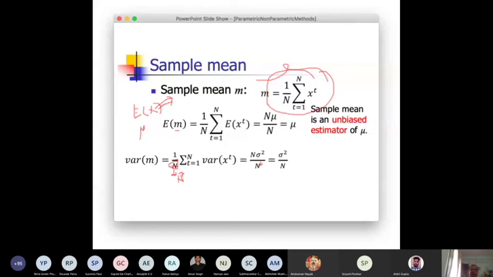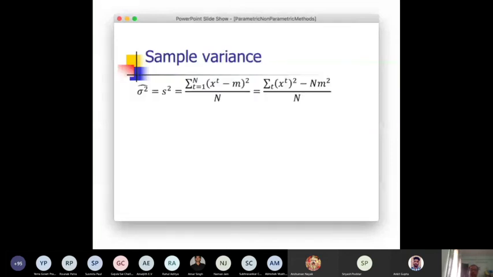So variance of m is sigma square by n. You see that now the interesting part is that the variance is also getting reduced for the sample estimation of mu itself. That means as n tends to infinity, the variance is also tending to 0. This kind of property is a very desirable property from the point of view of estimation. We call it a consistent estimator of mu.